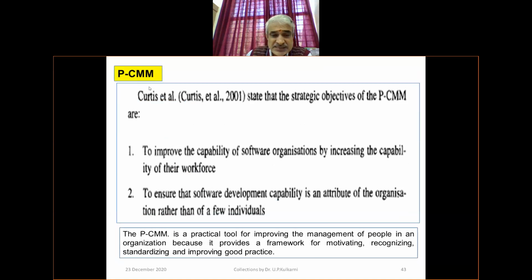So, the People Capability Maturity Model, right? That is what we are going to discuss. The objective of this is to improve the capability of the software organization by increasing the capability of its workforce, to ensure that software development capability is an attribute of the organization rather than of a few individuals. This is the most important thing. Success should come because of the process that we follow and not because of the people. Of course, people do matter for following the process, right? So you need to understand these two, which are very important.